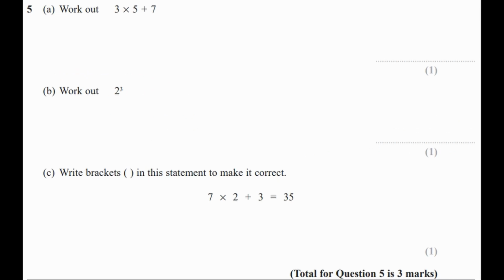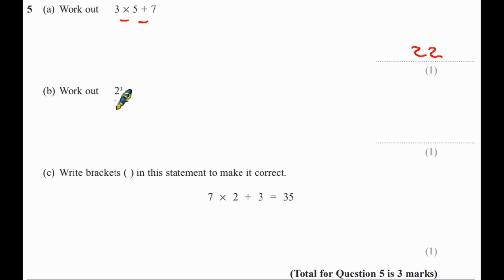Question 5 has 3 parts. So 5a is work out 3 times 5 plus 7. This is asking us to apply BIDMAS to make sure that we know what order to perform the different operations. In this case, with BIDMAS, multiply comes before plus. So we would do the 3 times 5 first is 15 and then add on the 7. So our answer is 22.